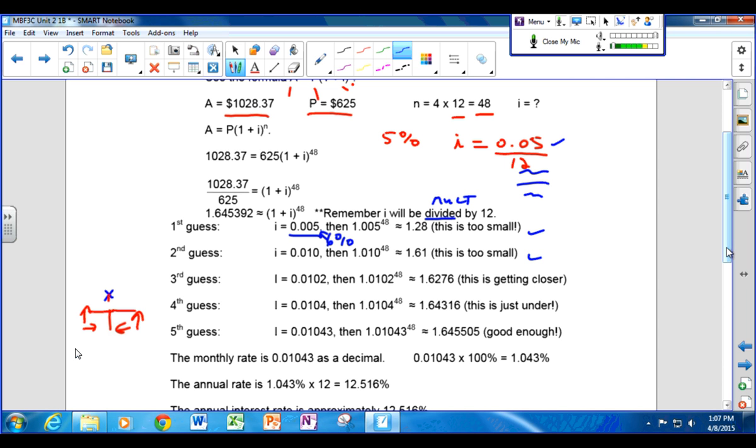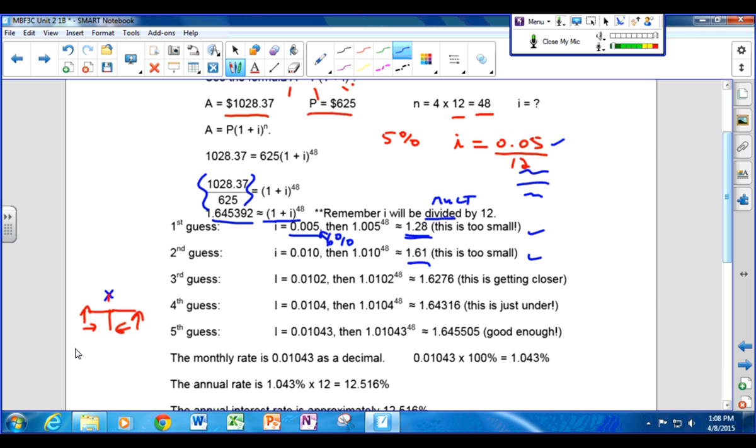So that was too small. What are they looking for? 1.28. To make it simpler, instead of going through the whole calculation each time, they isolated the part, 1 plus I to the power 48, and they found that to match the A they're looking for, it needs to be 1.6. So that's what they're really looking for, right? They found 1.28, and that was too low.